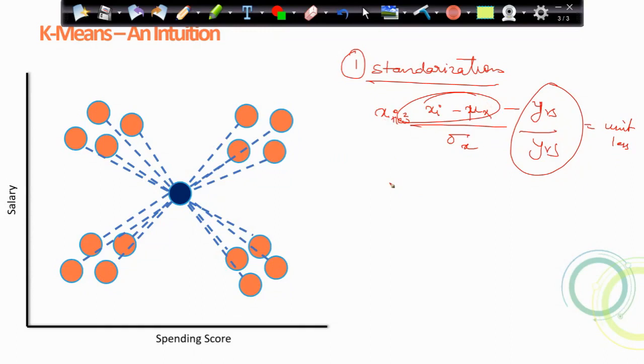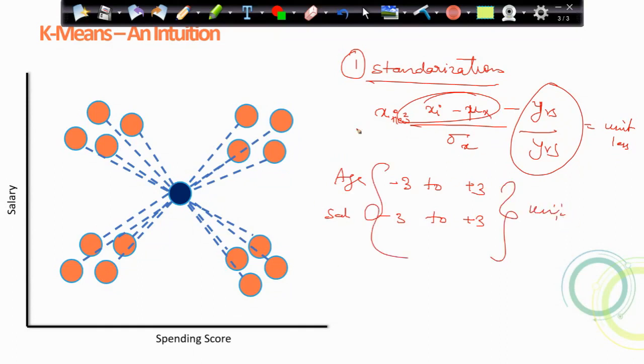Here the value will vary from -3 to +3 for age as well as for the salary also, -3 to +3. So we are making the data in the same scale and we are making the data unitless. In Python, we just have to call one package and that will do the needful. Where xi is my original value, mu(x) is the mean of your age or salary, and sigma x is my standard deviation of age or salary.